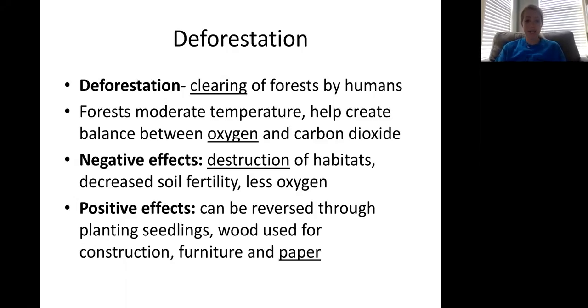Positive effects, again, we can reverse this. So we can plant trees, plant seedlings, all different stuff for that. Obviously, the positives for humans are we use wood for construction, furniture, paper. If you've been in a school, you know how much paper we use. They're trying to go away from that. But there are positive things that we don't always think about. Everyone wants to live in a house, and so we need wood for that.